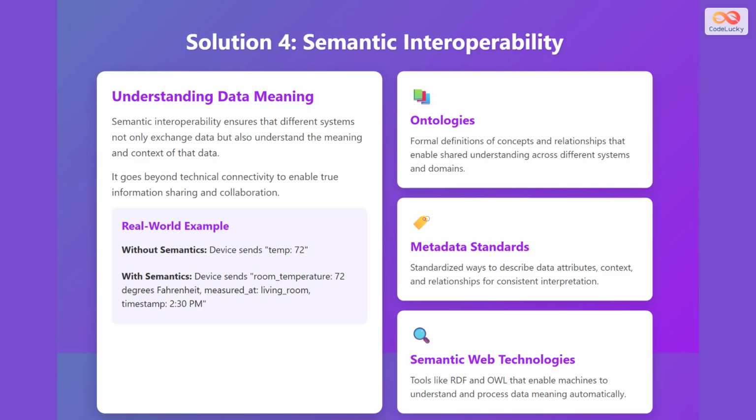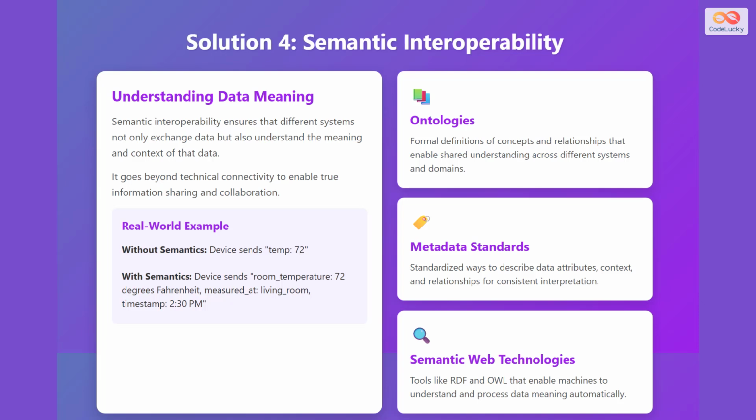Three technologies enable semantic interoperability. First, ontologies. These are formal definitions of concepts and the relationships between them. Ontologies create a shared vocabulary and logical structure that enables different systems to understand each other. For example, a home automation ontology might define what a room is, what temperature means, and how they relate to each other.